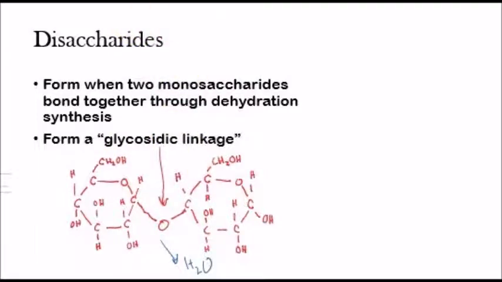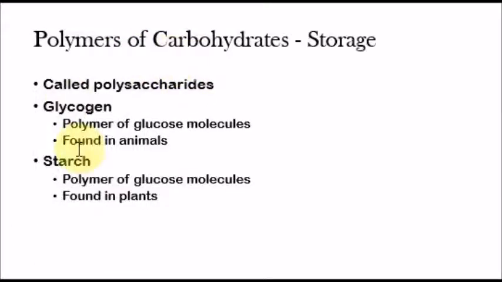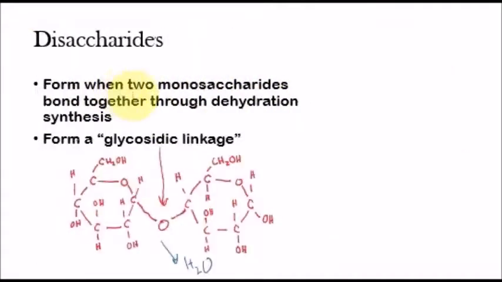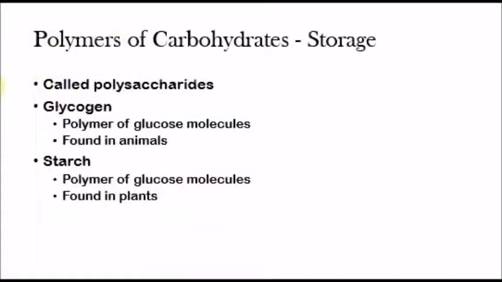Now let's look at what a polysaccharide is. A polysaccharide is a polymer of carbohydrates. Okay, you can see the prefixes. Mono means one, monosaccharide, so that's the monomer. Di means two, disaccharide means two, and then poly means multiple, a lot. So polysaccharides are the polymer of carbohydrates.